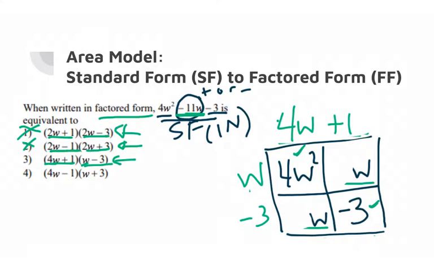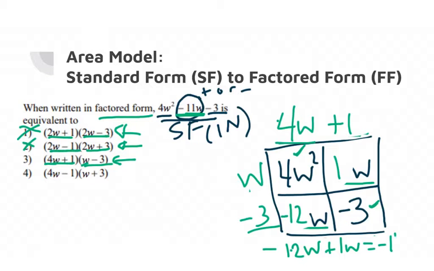So 1 times W is 1W. And 4W times negative 3 is negative 12W. So again, I'm going to take those two middle terms. What should they equal? Think about it. All right, so they equal negative 11W. And it should equal negative 11W. Excellent. So let me just check the last term. So negative 3 times a positive 1, yes, gives me that. So my answer here would be 3.